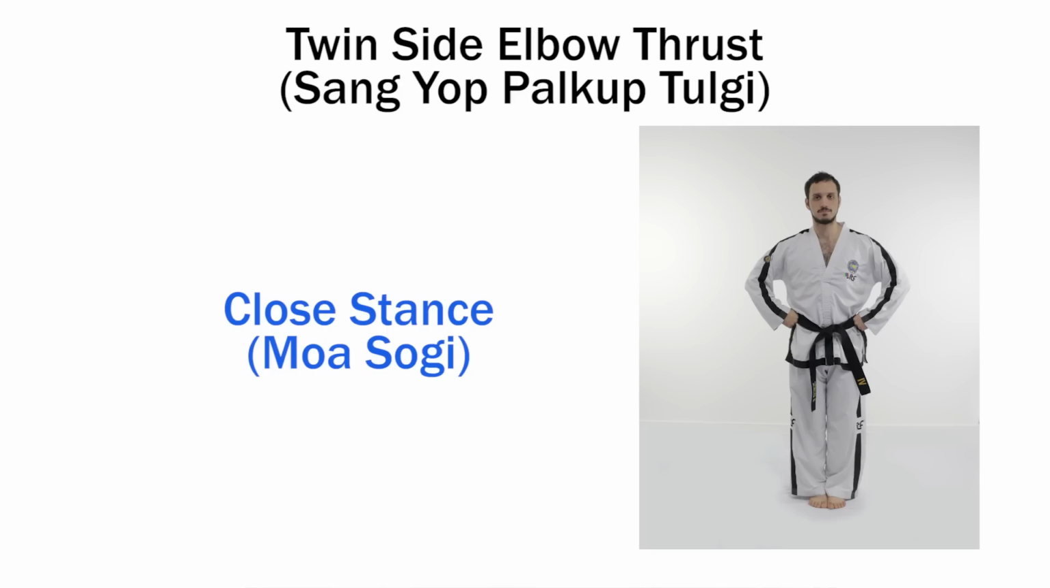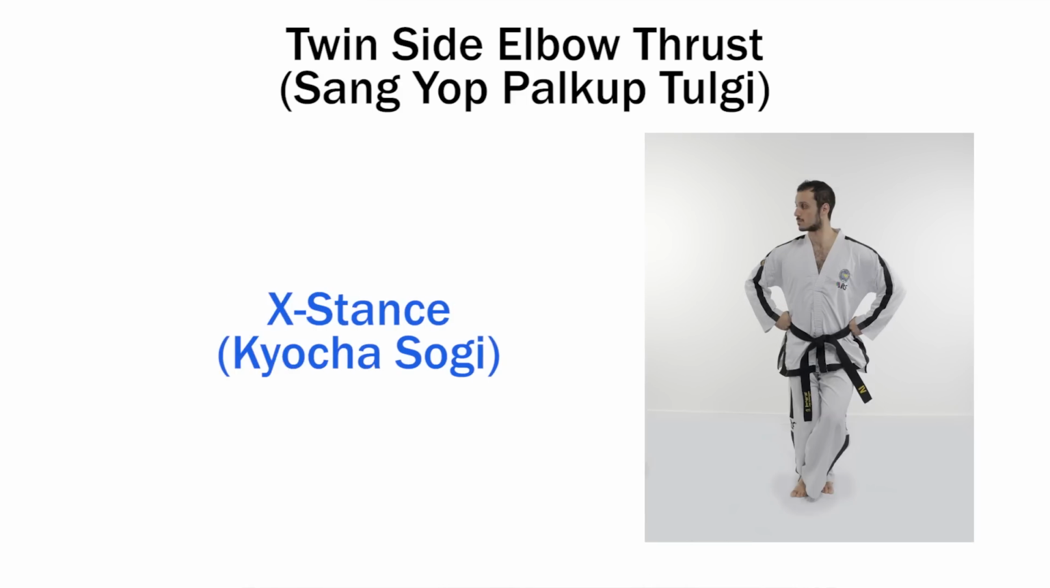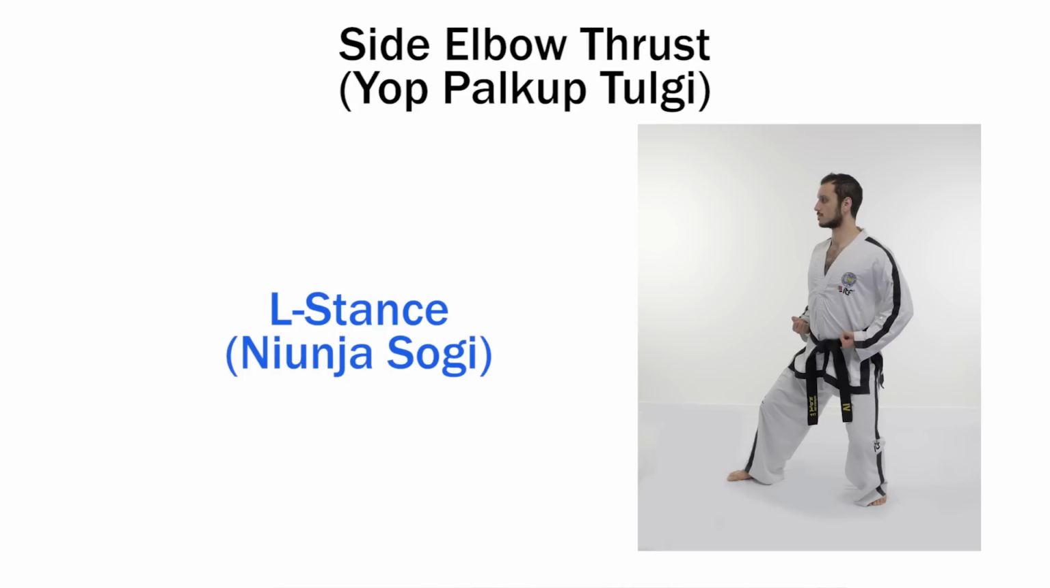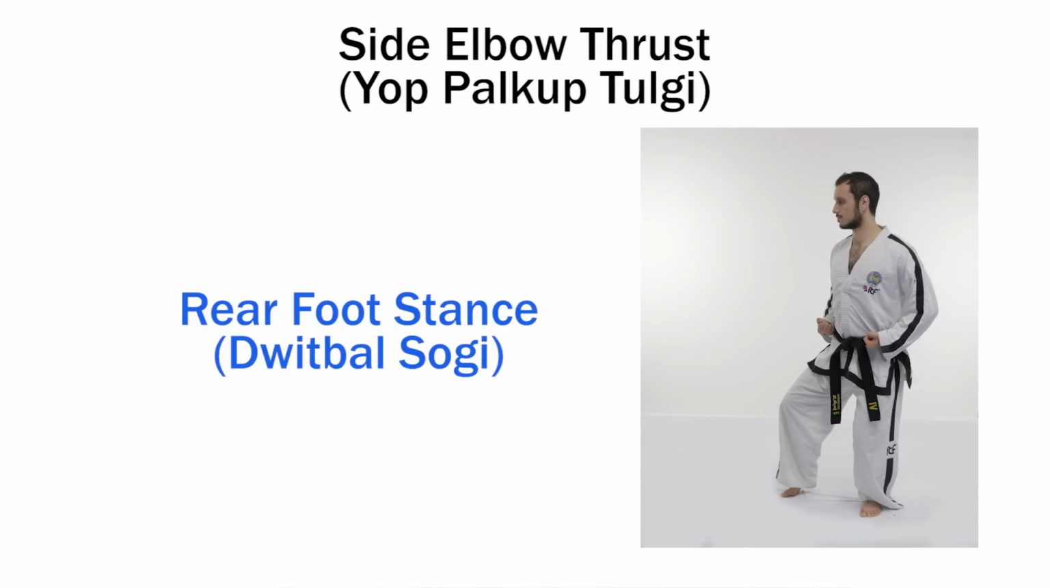The elbow can also be used for side thrusts. For example, twin side elbow thrust. This is usually done in small stances such as close stance, parallel stance or X stance. And there is side elbow thrust. This is usually done in L stance or rear foot stance, and it's often done with a sliding motion. Also notice that we called it a side elbow thrust as opposed to an elbow side thrust. Now I don't want to go into detail about how we order the words in naming our techniques in Taekwondo, but I'll leave that for another video.